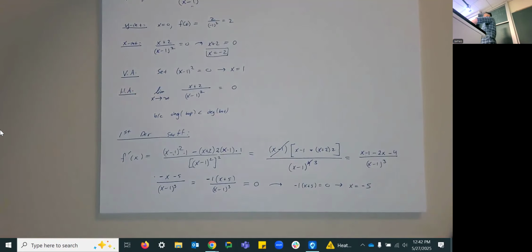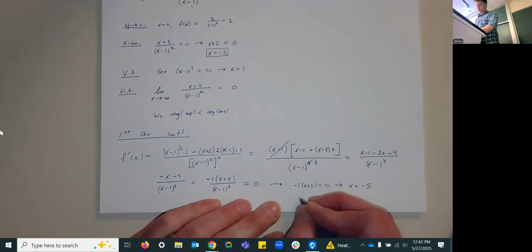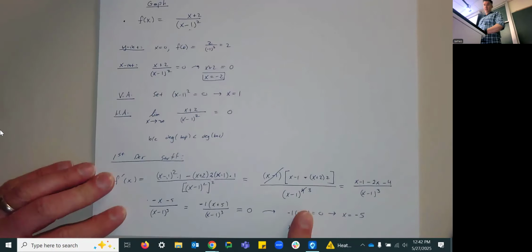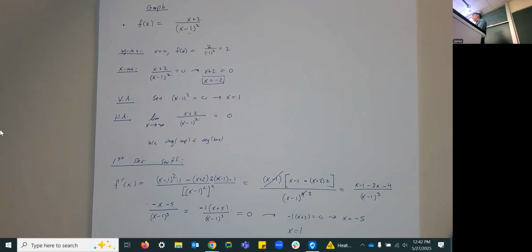Now, you might observe that there's another value of x that makes this first derivative undefined, and that is x equal to 1. x equal to 1 is not a critical point because it's not in the domain of the original function, because the original function has a vertical asymptote at x equals 1. That said, it's still a place where the sign of the first derivative can change, so we want to include it when we draw our first derivative sign chart.